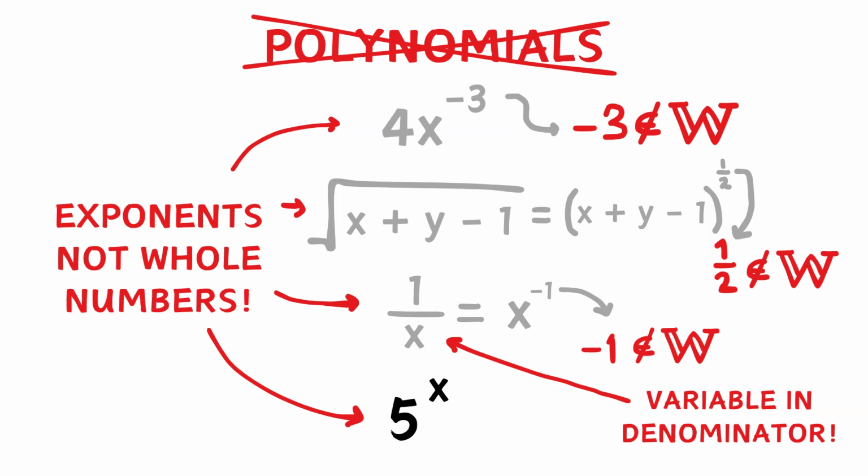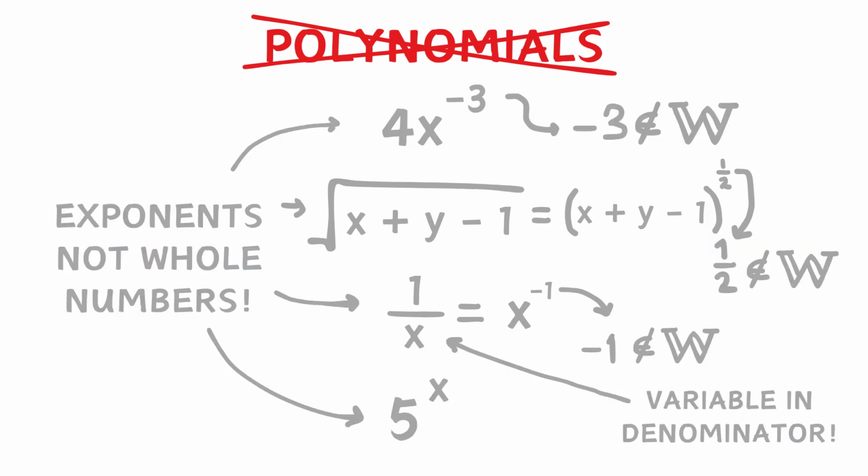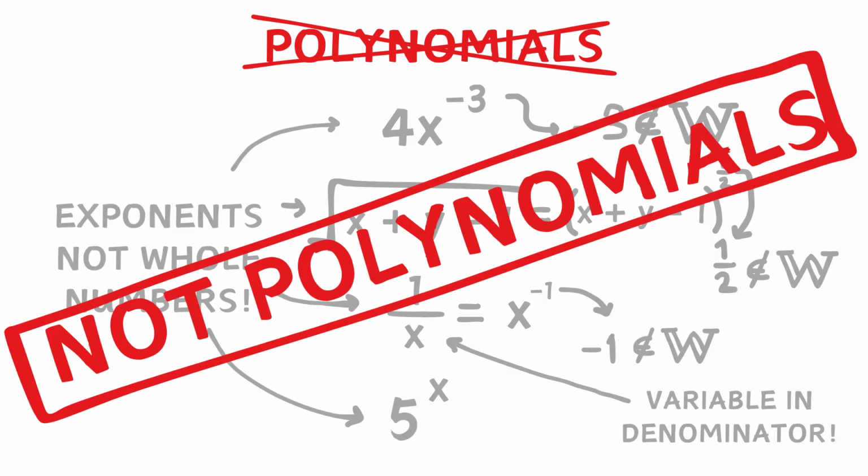And our final term has a variable in the exponent, making it an exponential function rather than a polynomial. So all of these fail to meet our criteria for polynomials. Polynomials come in different forms.